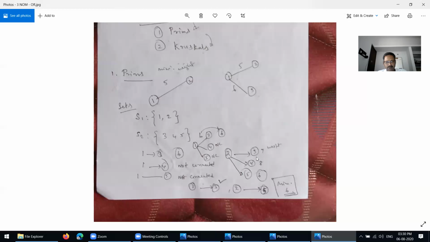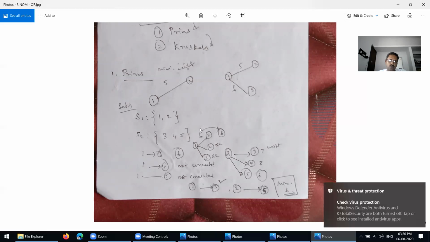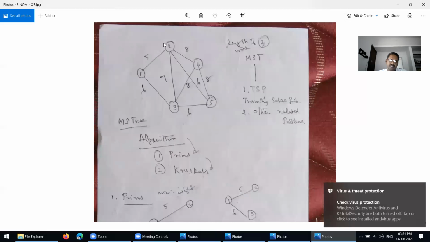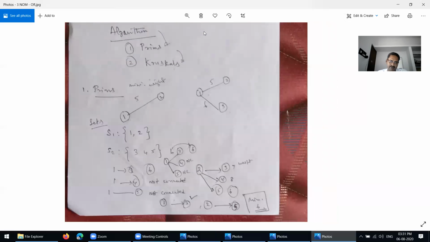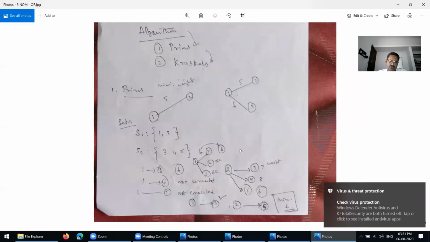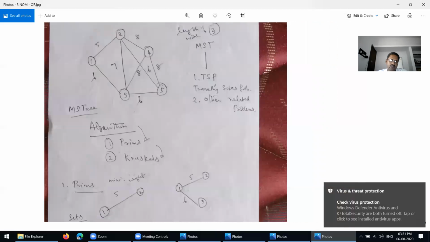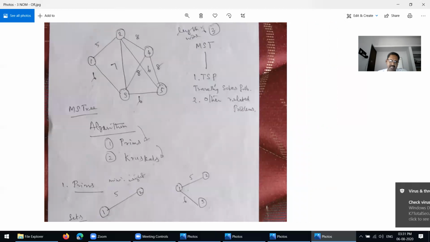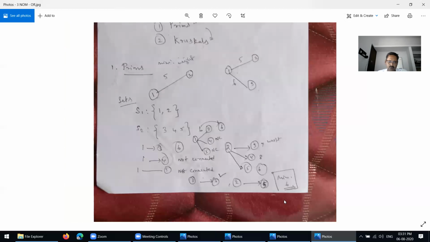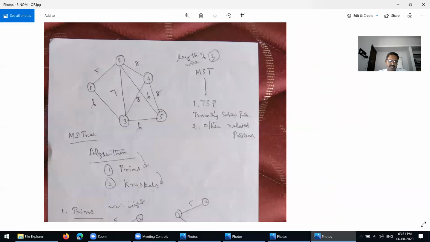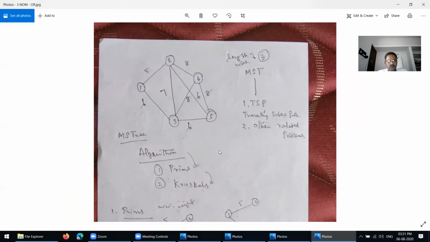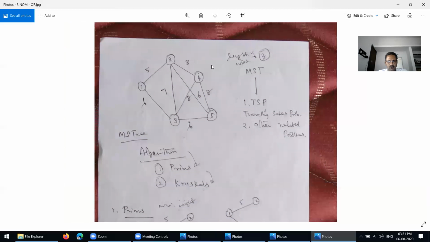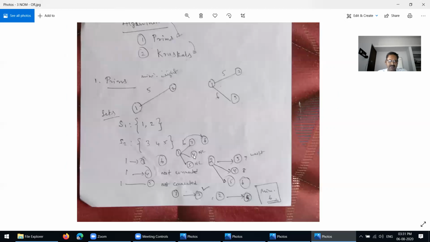Next we come to this one. What is 2 to 3? 2 to 3 has 7. Already we have 6 as the minimum value. What is 2 to 4? 2 to 4 has 8. And what is 2 to 5? 2 to 5 is connected, having 6.